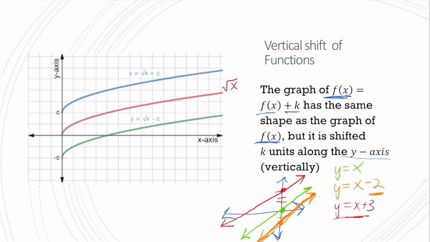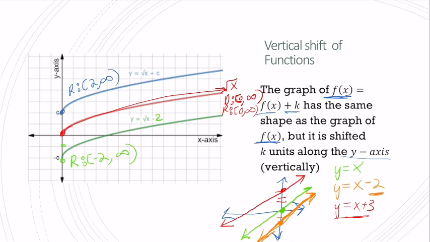Note that this doesn't change my domain. My domain is still from 0 to infinity. But what changes is my range. Now, as opposed to having a range from 0 to infinity, this green graph has a range from -2, because it was shifted down 2, to positive infinity. And this blue graph has a range of 2 to infinity. So when we shift our graphs up and down, we're changing our range. Our domain is not affected.